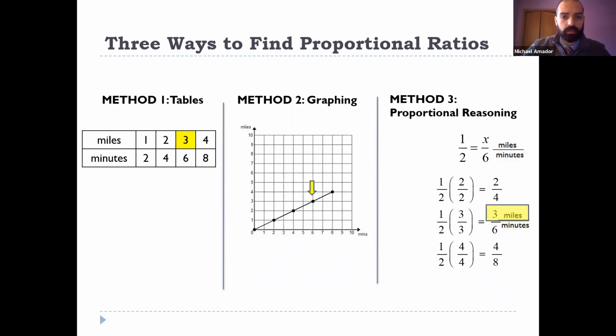We can also show them by graphing. And we can also show proportional ratios using proportional reasoning. Each of these methods will bring you to a correct answer if you use them correctly. So I'm going to model using each of these methods, and I want you to focus on the steps that I use applying each of them.